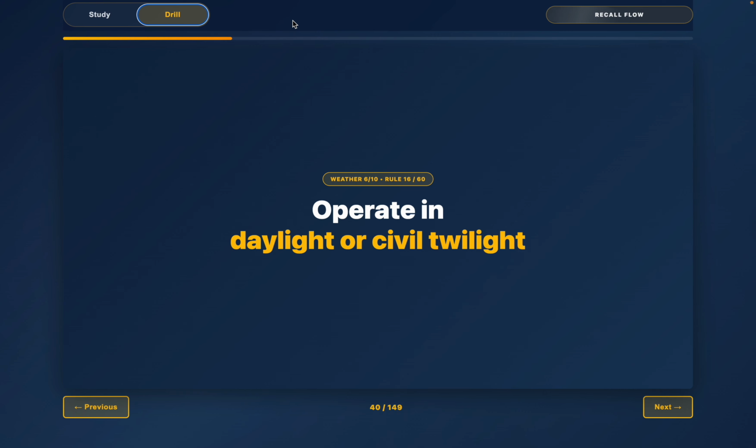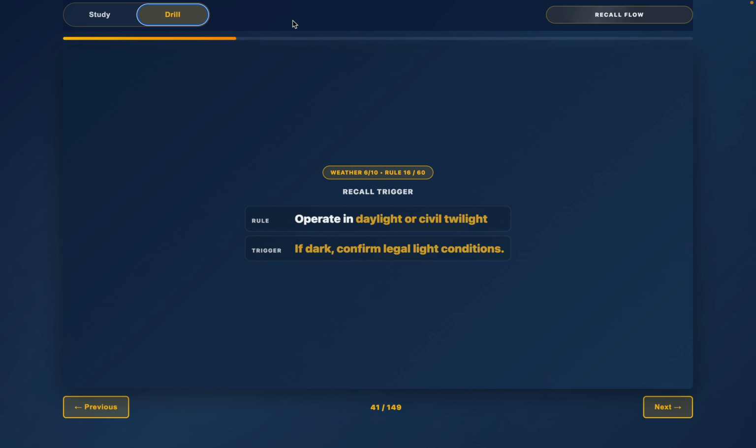Rule 16. Light conditions affect visibility, both yours and everyone else's. Part 107 restricts when you can fly unless specific conditions are met. Trigger phrase: if dark, confirm legal light conditions.